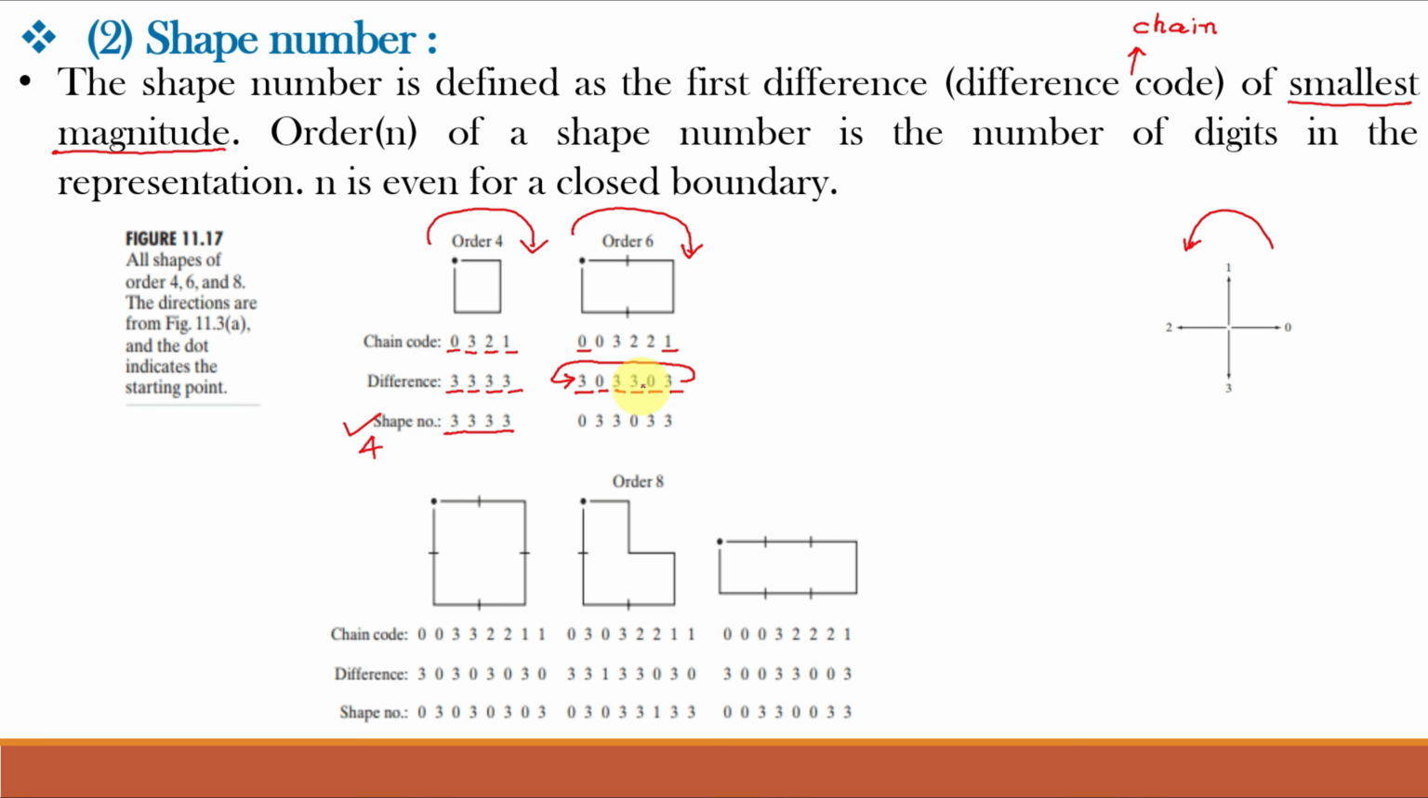So our shape number will be equal to 0, 3, 3, 0, 3, 3. Digits are 6 and 6 is also an even number. Similarly, we can find the shape number for this order 8. I hope it is clear.